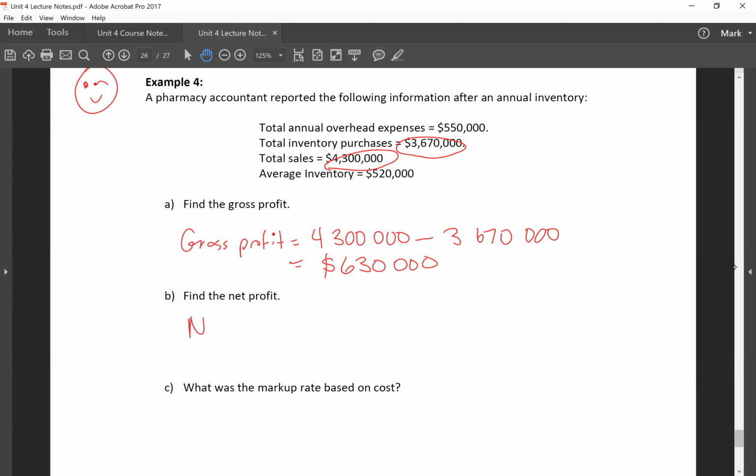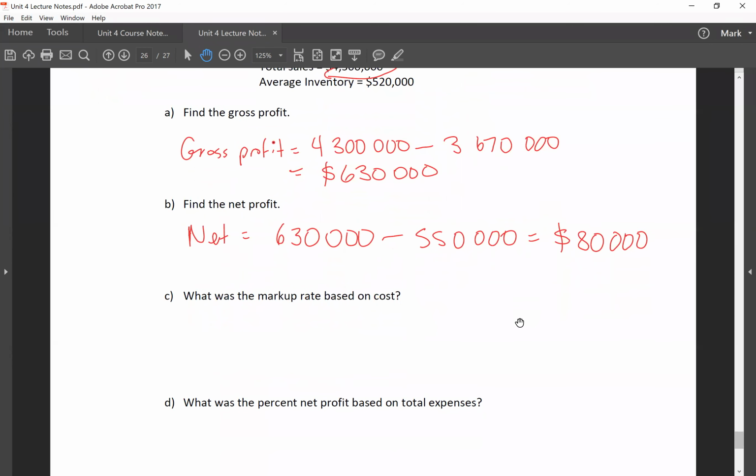Okay, net profit. Net profit is the gross profit, how much money you made, minus your overhead expenses, which is going to be 80,000. Okay, I didn't need a calculator for that one. Just by doing A and B, I've already done most of the work here.